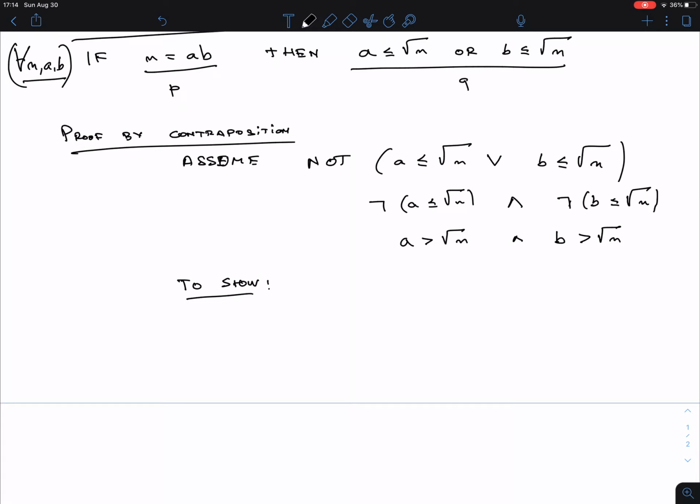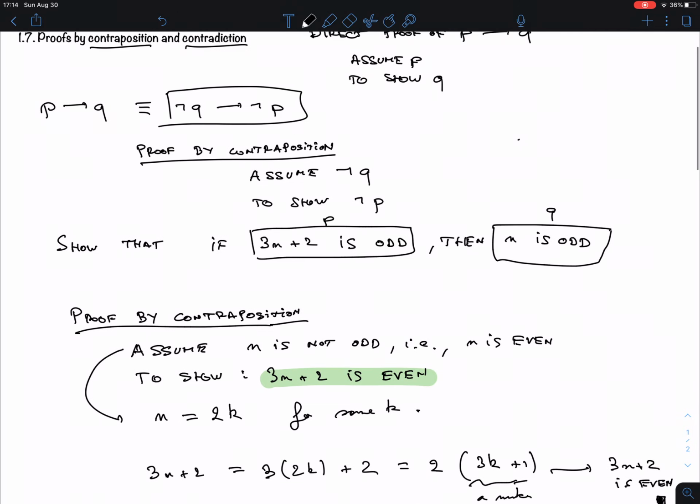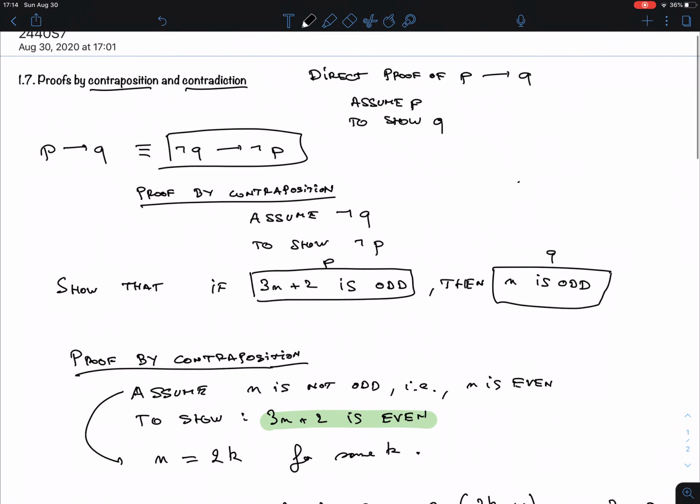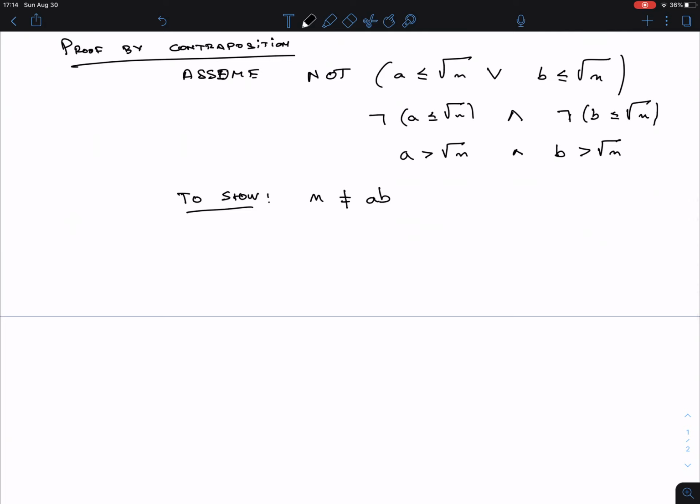So what I have to show here, I have to show what? Not p. That means I have to show n is not equal to ab. Be careful. I don't want to show that n is equal to ab. In contraposition, what we need to do is prove the negation. Okay, so proof, so argument.